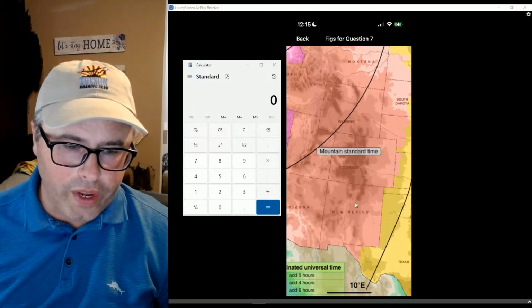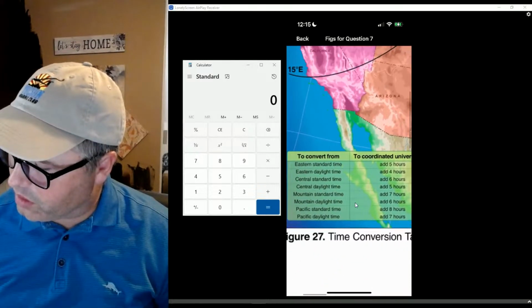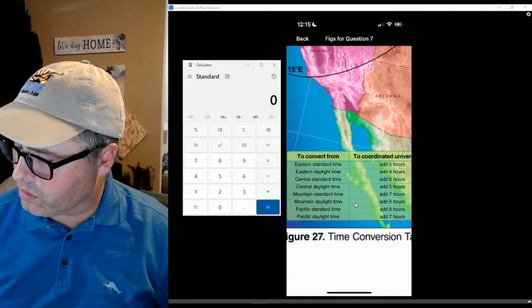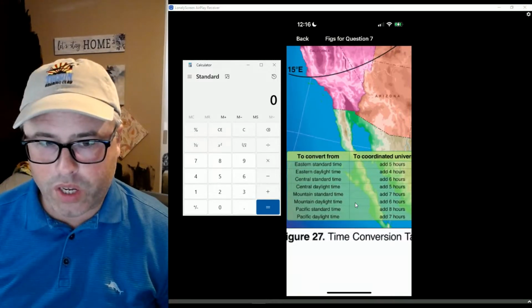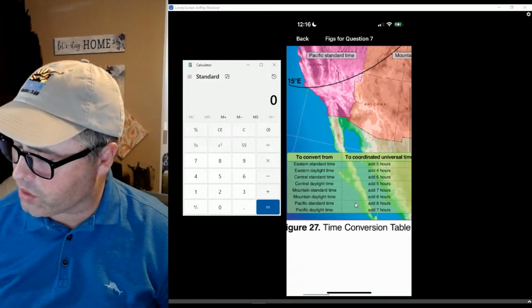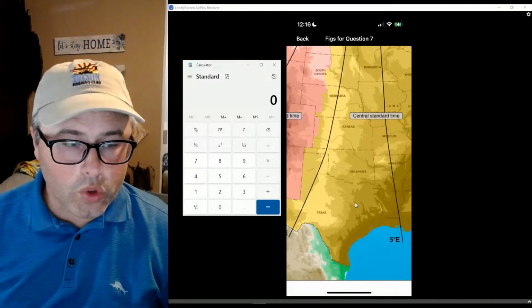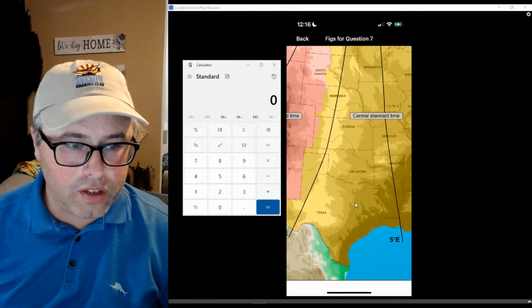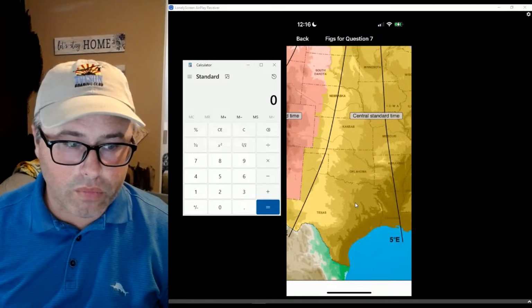Okay. Well, we went over one time, and they've got this little chart down here that says, how do you convert from one time zone to UTC, to Zulu time? Okay, and that's what we're going to use at the end. Okay, so we're going to go over from Central Standard Time, and it's going to take us 2 hours.